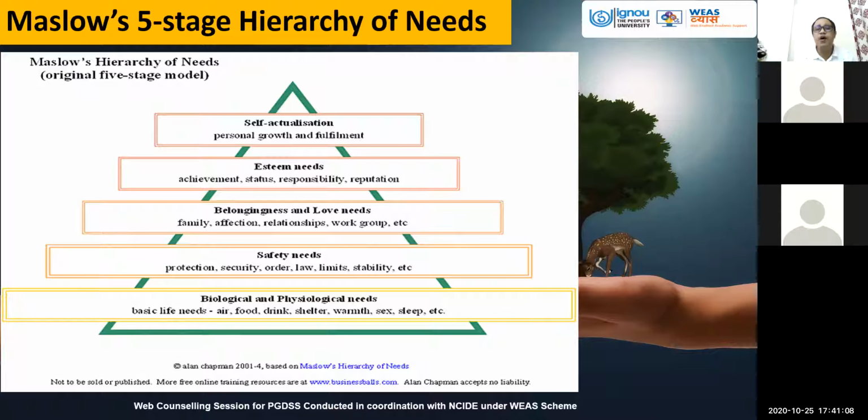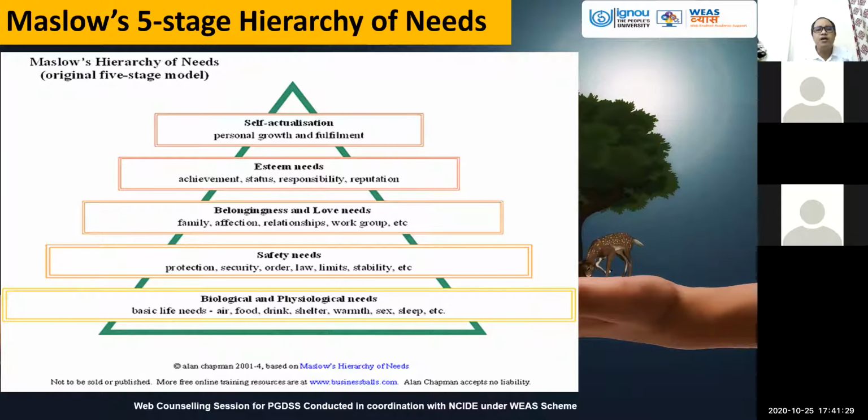Then next, when you have that, you will look into esteem needs, that is your achievement. What you have achieved, what you want to achieve, what kind of status you have, and which status you have to maintain in terms of whatever you earn. If you have got all your basic needs, then what is your responsibility, what is your reputation, that you will have.